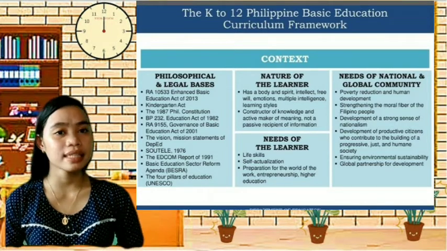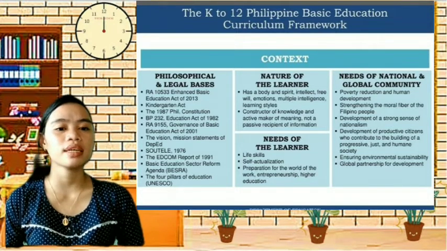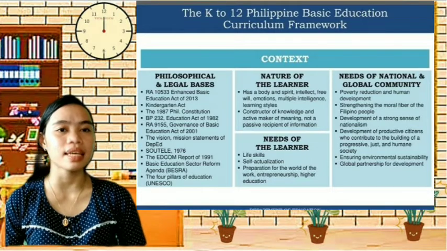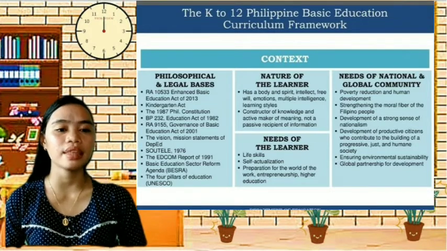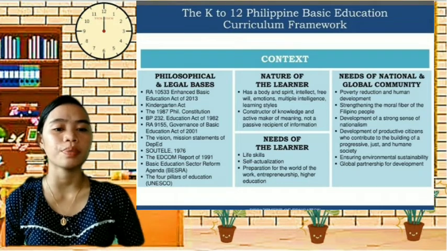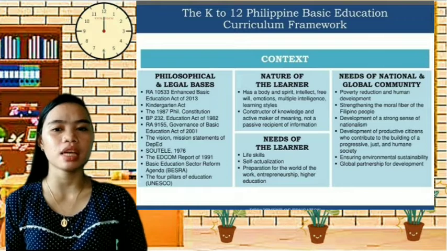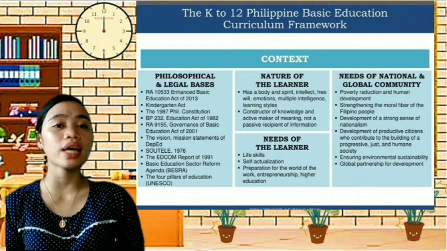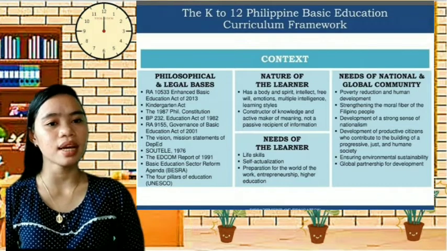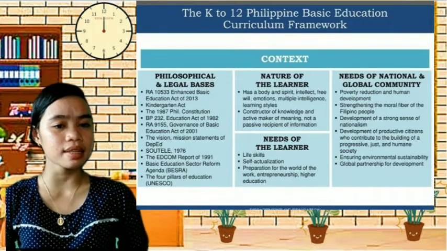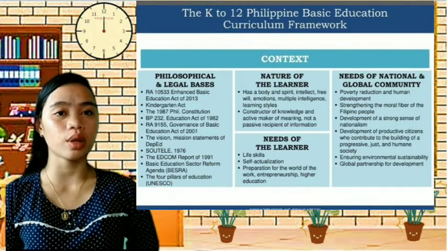So if you can see, the curriculum is contextual. You can see the philosophical and legal basis, nature of the learner, needs of the learner, and needs of the national and global community. One of the aims of the K-12 curriculum implementation is to address national and global needs, like poverty reduction and human development. Needs of the learners: there are life skills, self-actualization, to improve, enhance, and develop learners.